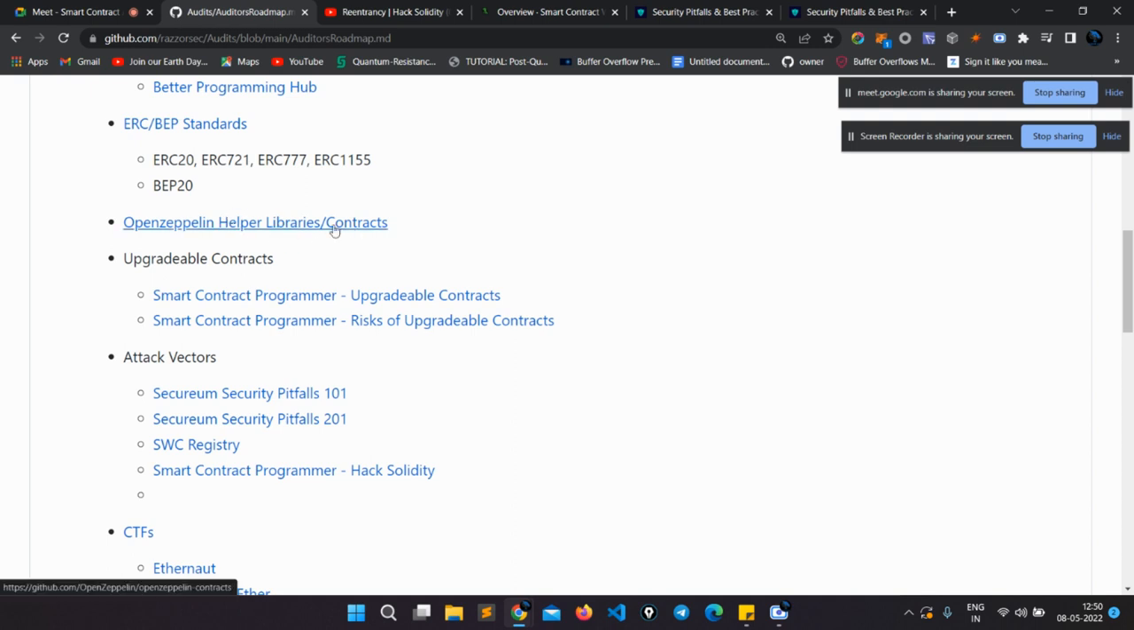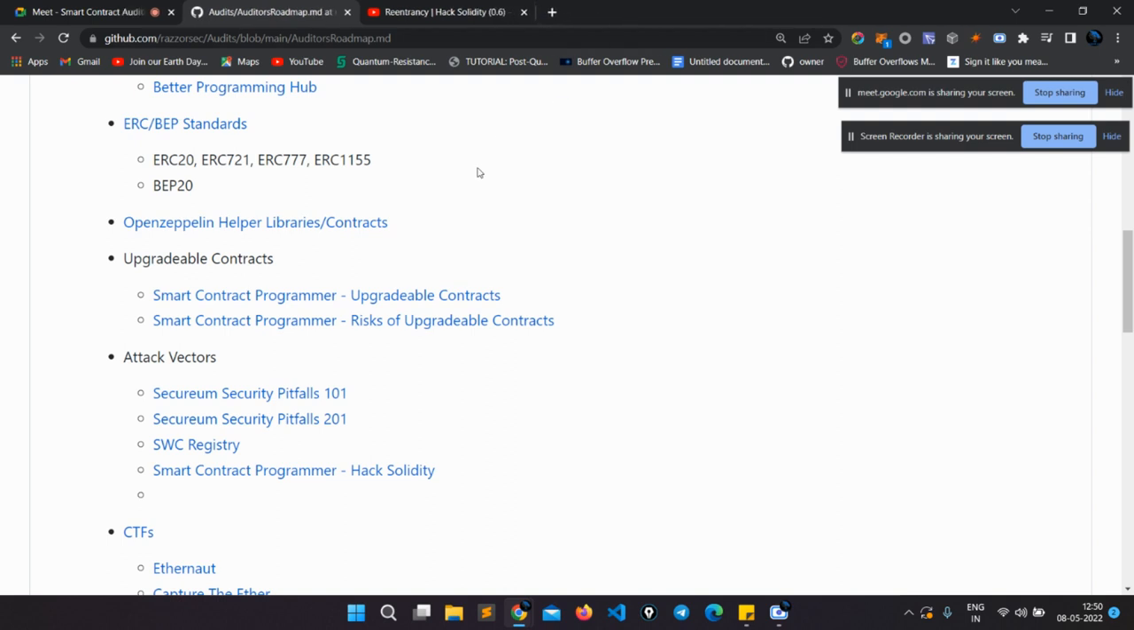OpenZeppelin helper libraries are something you're supposed to quickly go through and have a basic understanding of, because this can help you in your developer journey as well. As most of the protocols use OpenZeppelin boilerplate, by having knowledge of OpenZeppelin contracts, you will be able to quickly identify which code is boilerplate, and you're not supposed to invest much of your time there, because that code was already audited by many good auditing firms. So you're supposed to invest your time in custom code, which is unique.